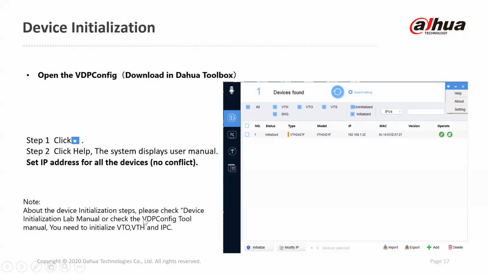About the device initialization steps, please check the device initialization manual and the VDP config tool manual. You need to initialize the VTO, the VTH, and the IPC. These devices are supposed to be initialized.